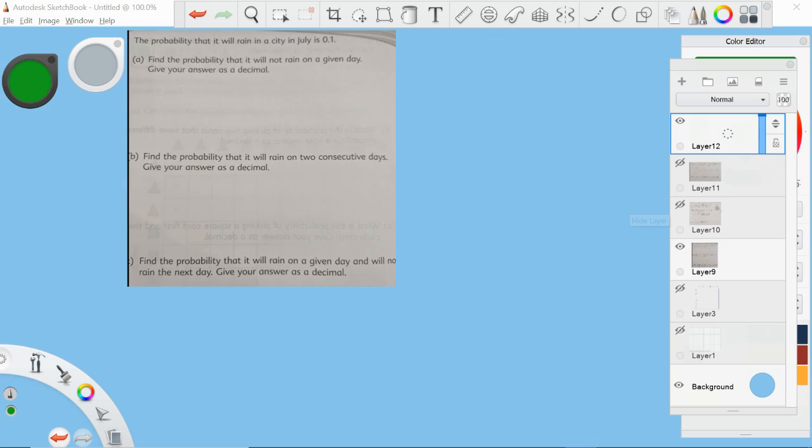For example, this one. It says here that the probability that it will rain in a given city in July is 0.1. Now, 0.1 is another way of saying 1/10, and we could also say 10%. There's a 10% chance of rain. So the probability of rain on any given day is 1/10. I'll use the fraction.